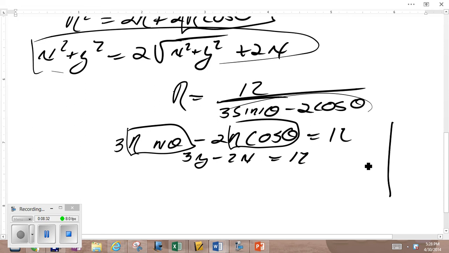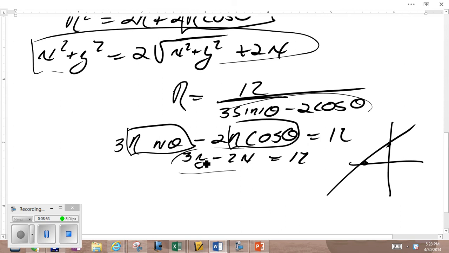In fact, you can graph that quite easily. When y is 0, x is -6, and when x is 0, looks like y is 4. So there's the equation of that. That's the equation in rectangular.